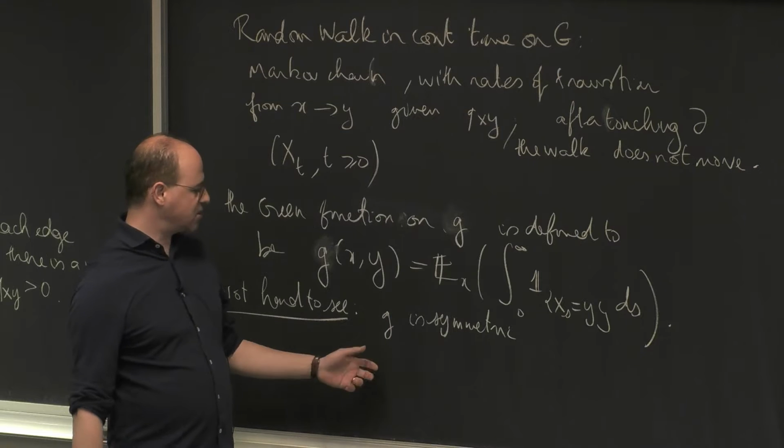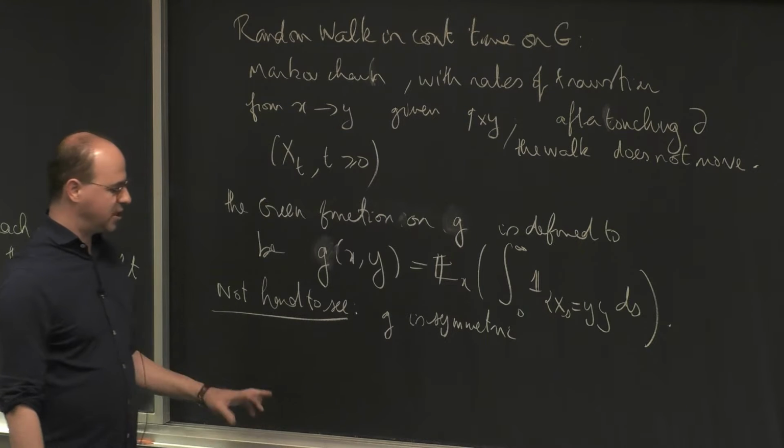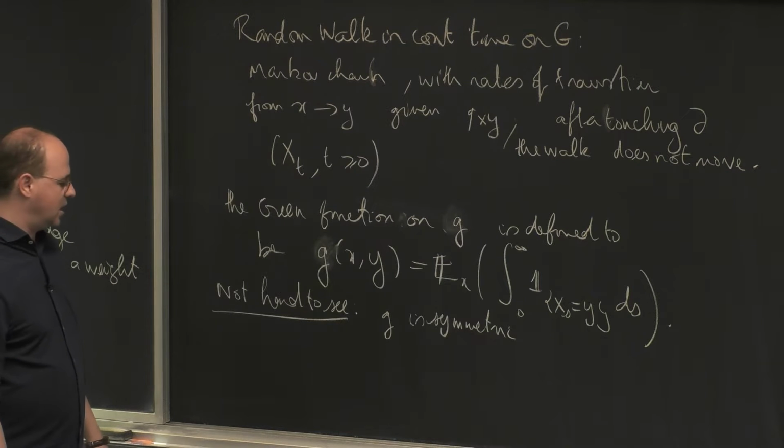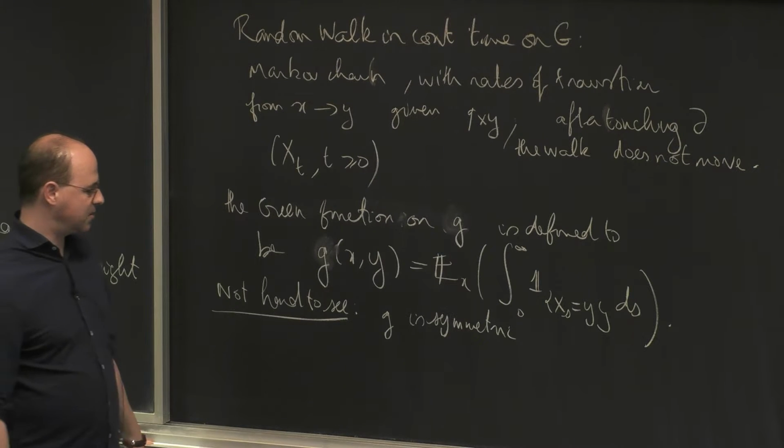So G is symmetric, so G(x,y) is equal to G(y,x). And that's because the walk itself has properties of reversibility. So G is symmetric.